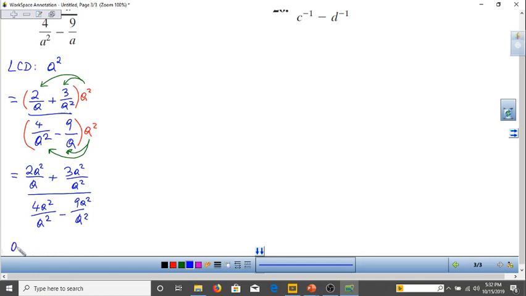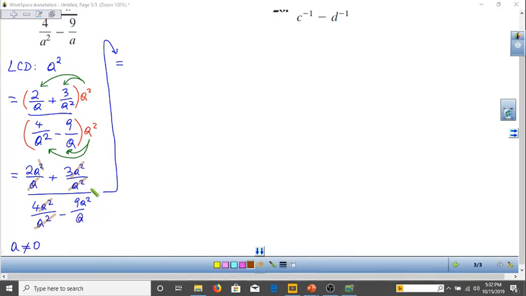Now let's remind ourselves that a squared is not allowed to be 0, so that means a can't be 0 either. And we continue operating. Oh, let me just correct that a bit. So now the a squared will cancel one of the a's in the denominator, and the a squared here will cancel, leaving 2a plus 3 in the numerator. I made a little error here. This is not supposed to be a squared, that's just an a. So let's correct that right now. So there we have it. One of the a's in the numerator cancels with the a in the denominator.